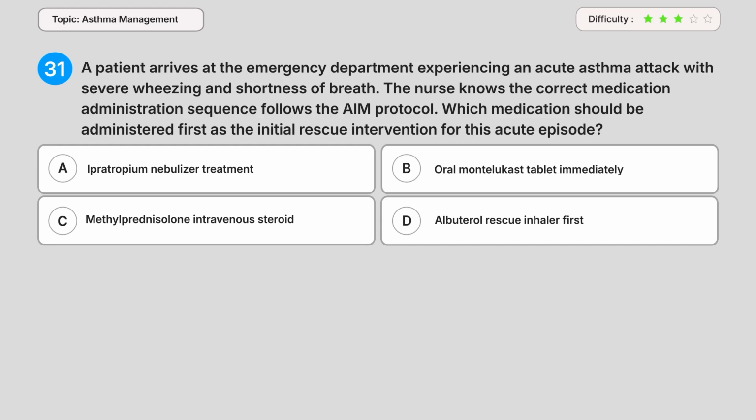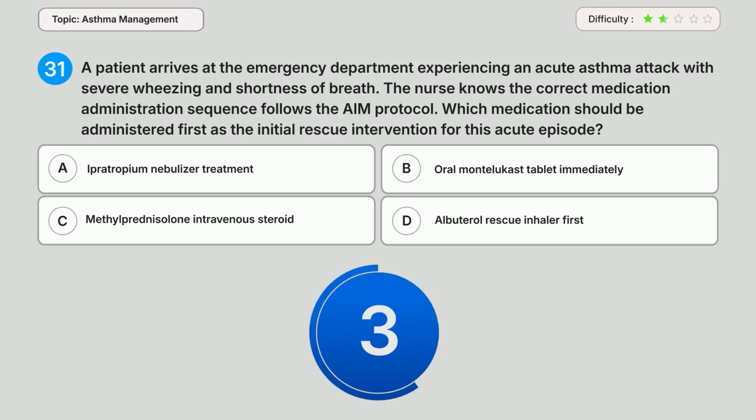A. Ipratropium nebulizer treatment. B. Oral montelukast tablet immediately. C. Methylprednisolone intravenous steroid. D. Albuterol rescue inhaler first. What do you think is the answer?